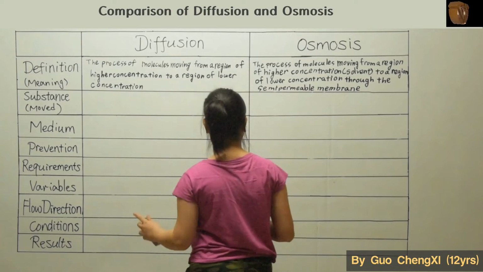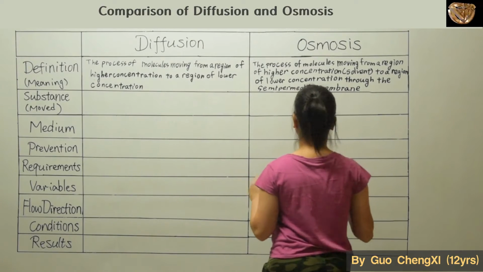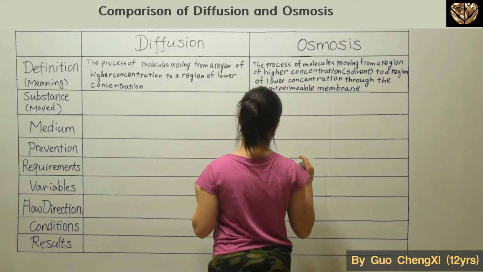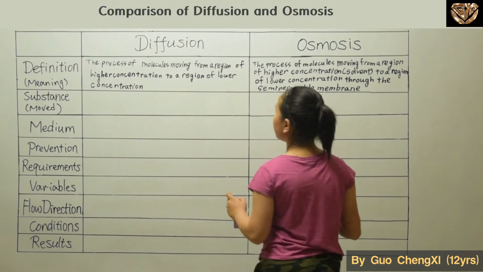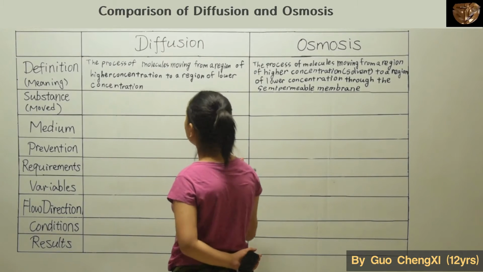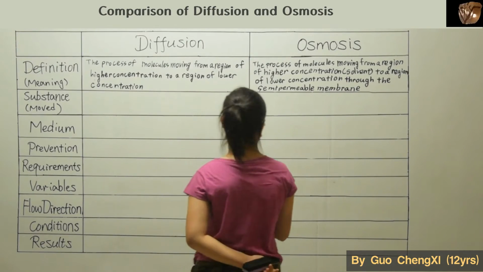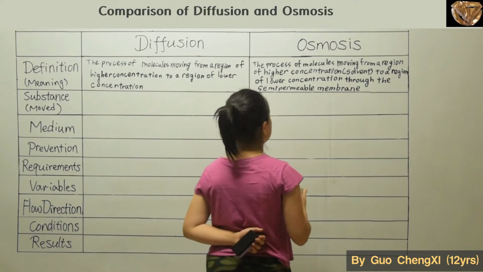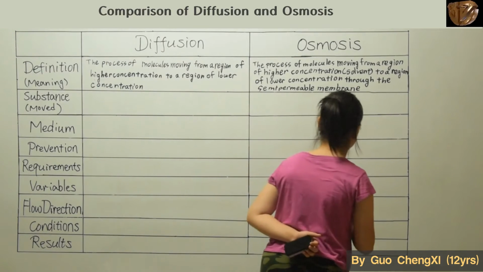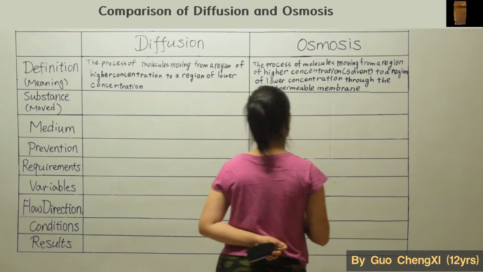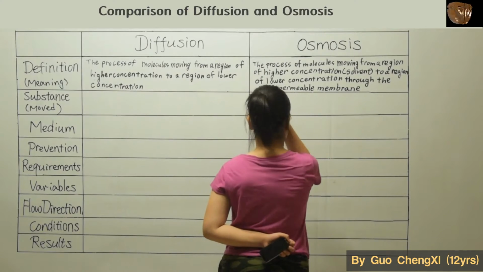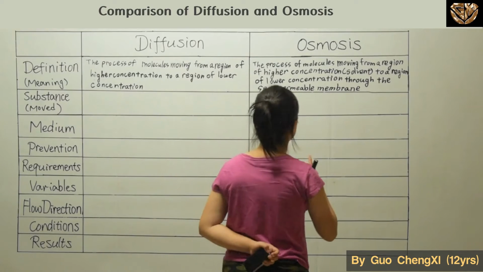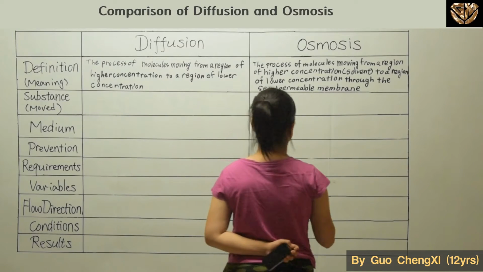But there are two differences. The first one is that for osmosis, the molecules moving must pass through the semi-permeable membrane. The second one is that for diffusion, the concentration is for both the solvent and the solute, but for osmosis, the molecules, which is basically the solvent, are moving from a region of higher concentration of the solvent to a region of lower concentration of solvent through the semi-permeable membrane. So over here, the molecules are always the solvent, okay?